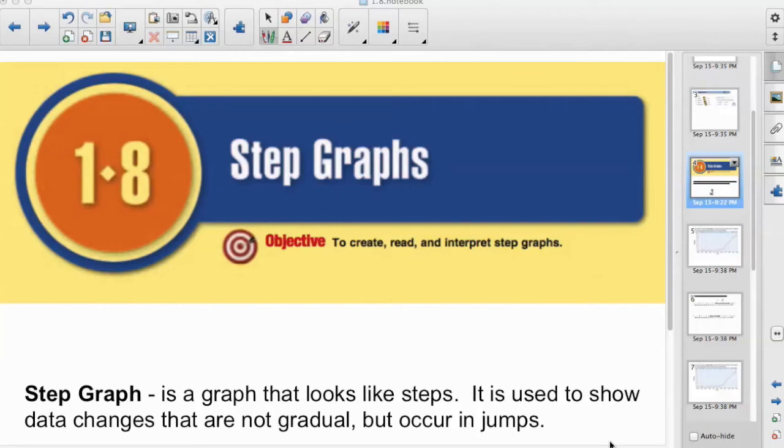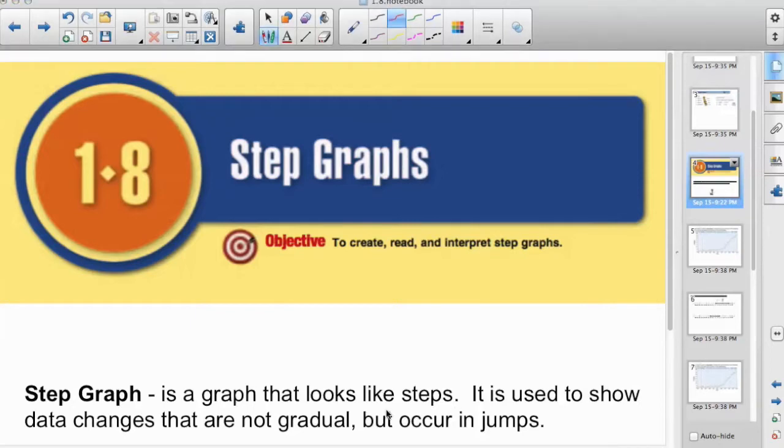In this video, we're going to look at step graphs. Step graphs really are kind of an easy concept to think about because they simply look like steps. They also don't show gradual changes. In fact, they show jumps. They show changes that occur in steps. And we might be familiar with broken line graphs, which we've learned previously, which show gradual changes.